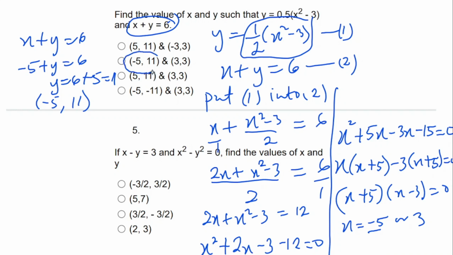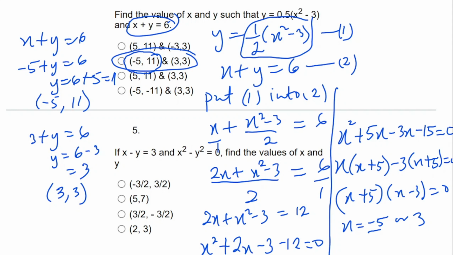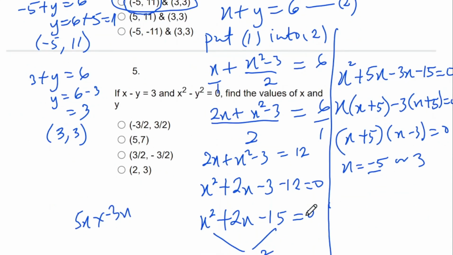This is it here. So let's now check for the second one. When x is equal to 3, that will be 3 plus y equals 6. That is y equals 6 minus 3. That's equal to 3. So when x is equal to 3, y is also equal to 3. So the answer is this option here. I hope this is very clear. Just pay attention to it as we are doing it. It's very simple. All right, the last question we have here.